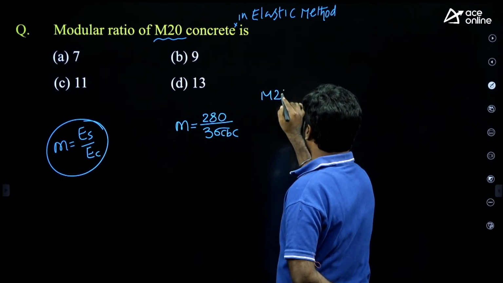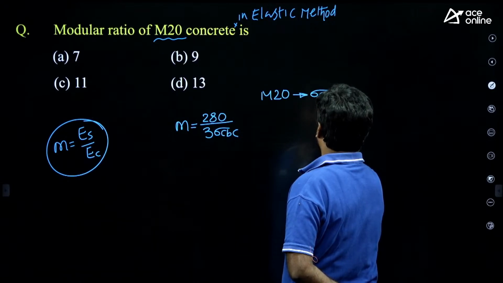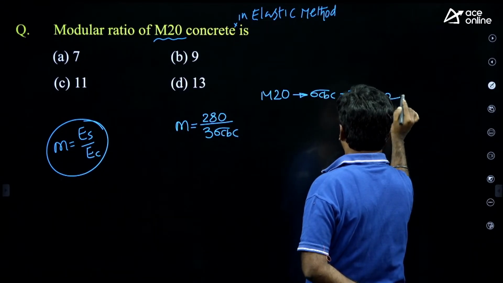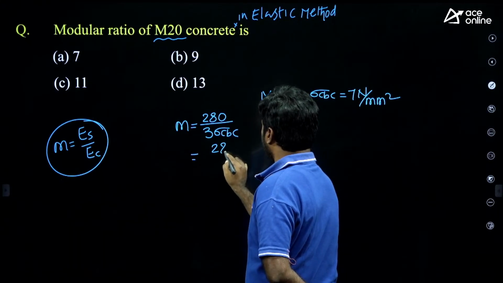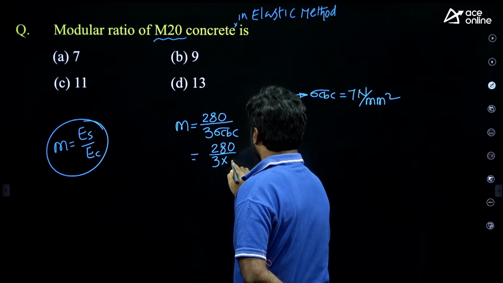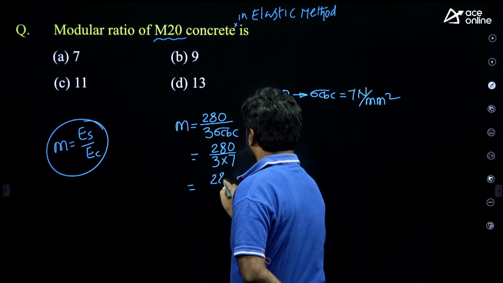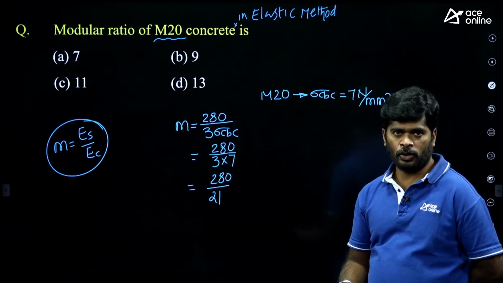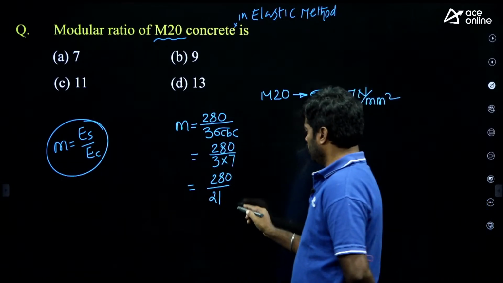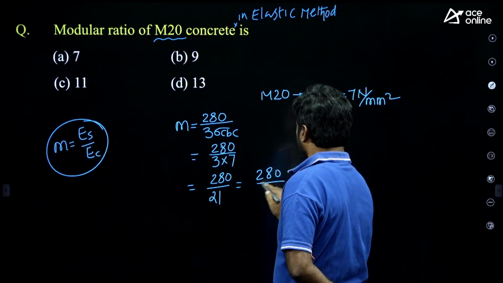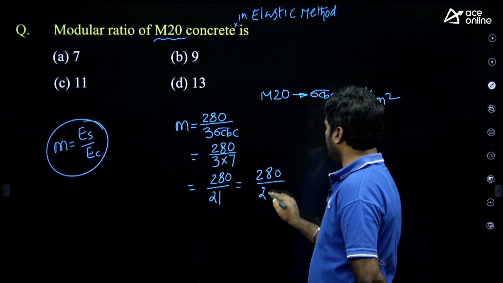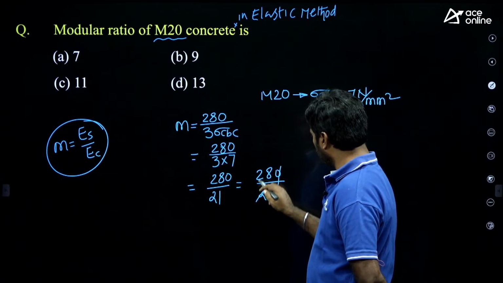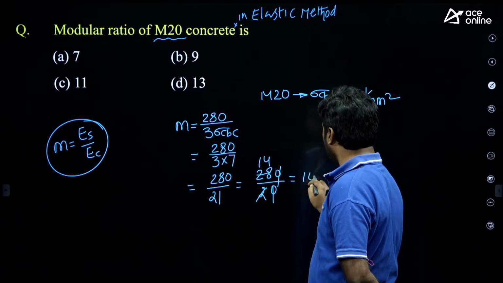For M20 grade concrete, permissible bending compressive stress in concrete is 7 Newton per mm square. Okay, let us substitute here. It is 280 upon 3 sigma CBC 7. So you will get 280 upon 3 into 7, 21. For exam, calculator not allowed, not permitted as per my knowledge. So it is difficult to simplify 21. So I can take nearest value as 20. Okay, just approximate value I will get. 0, 0 gone, 2 1s are 2, 14s are. So answer will be very close to 14.